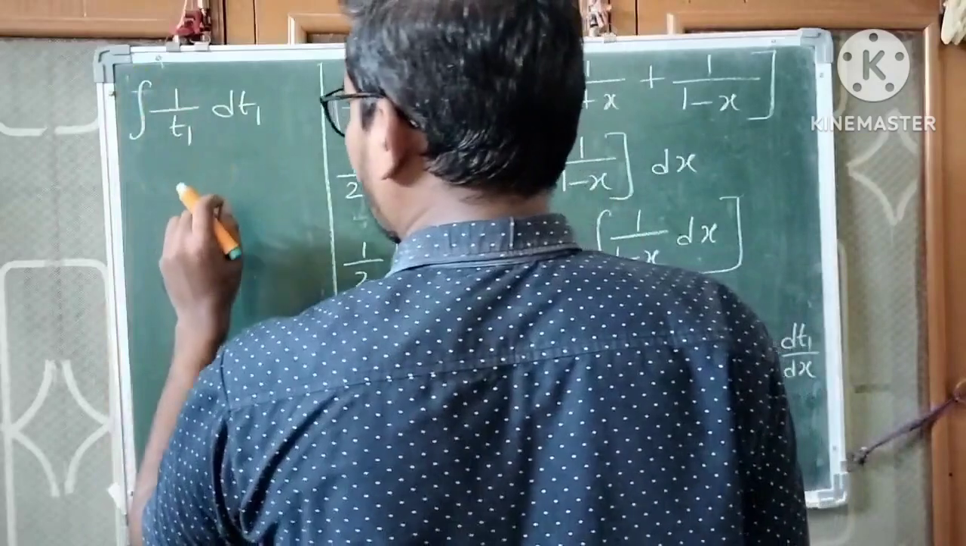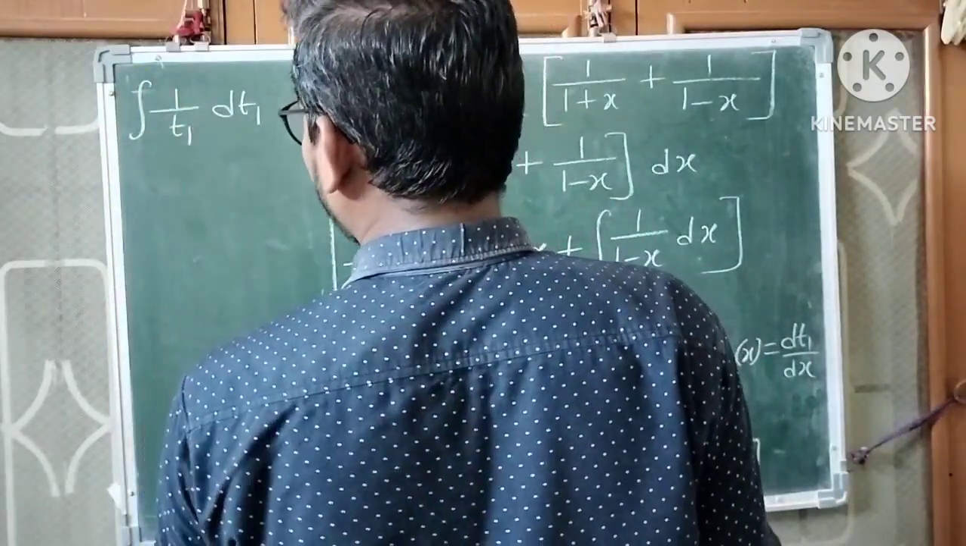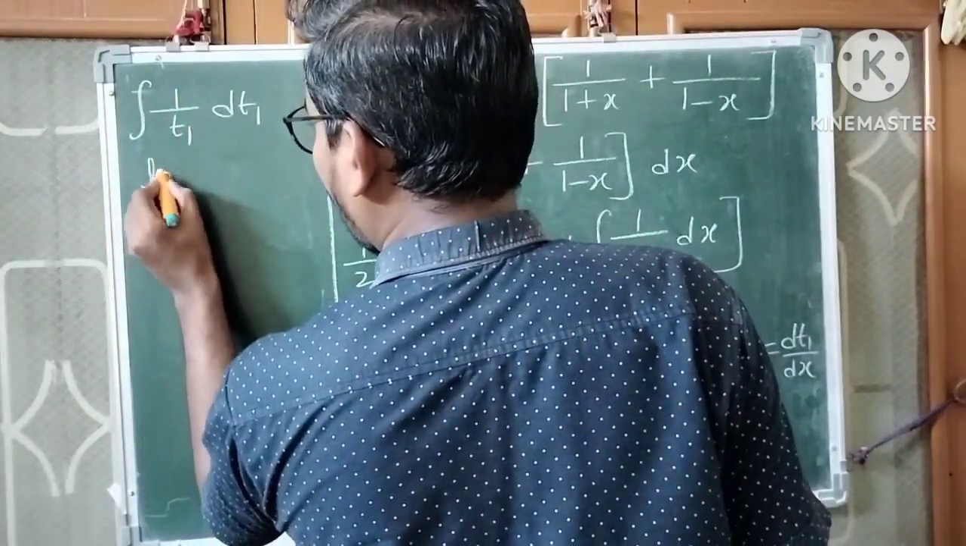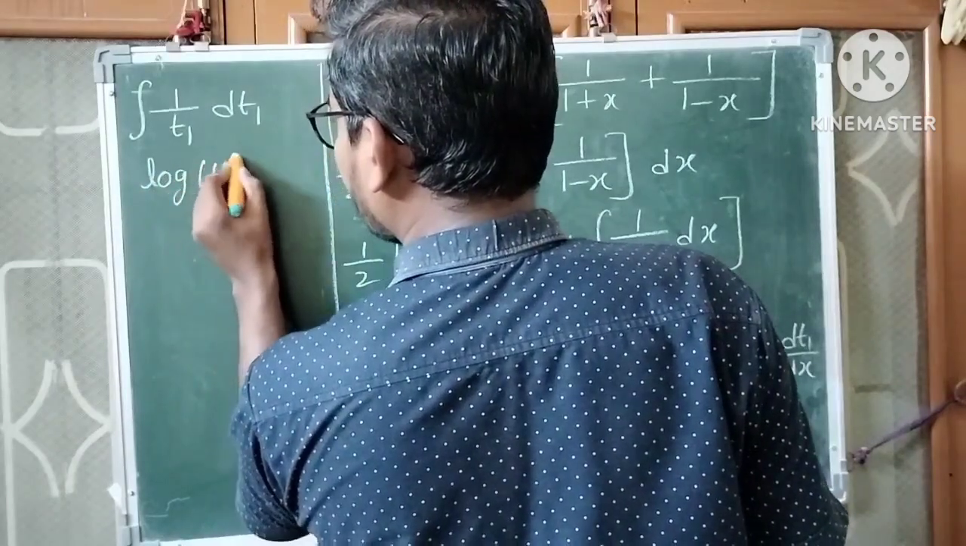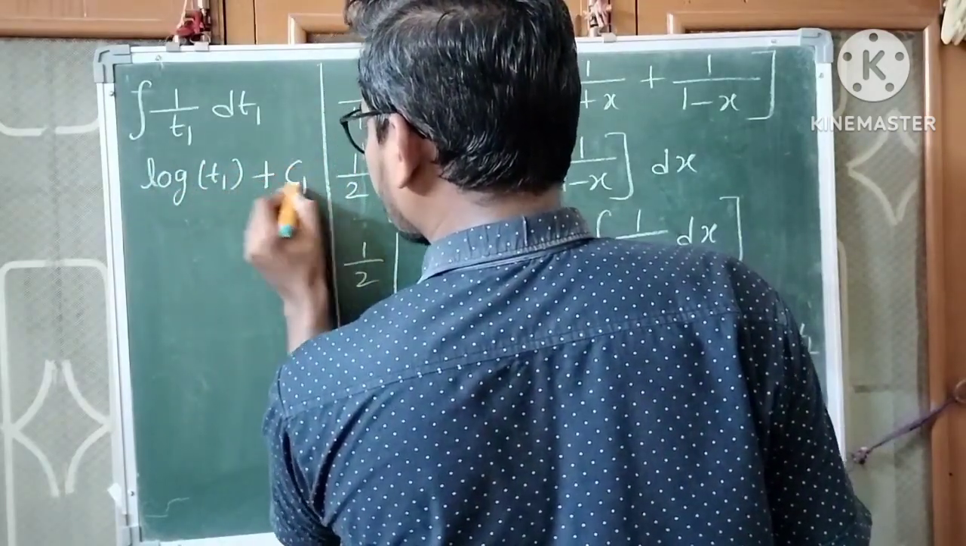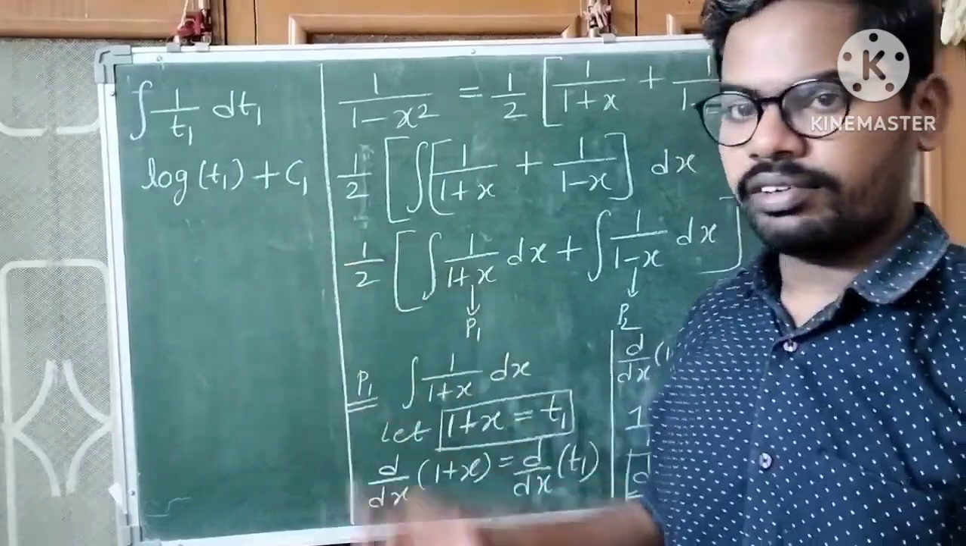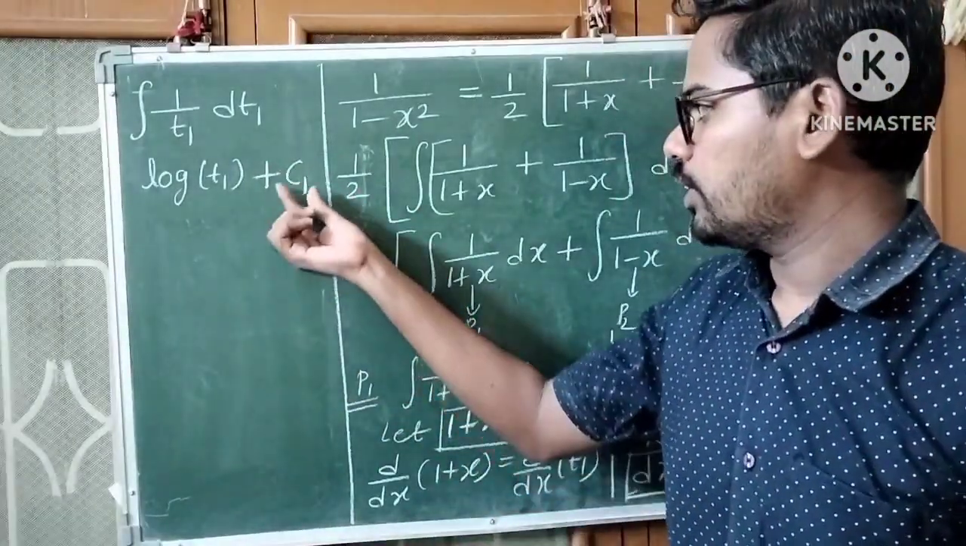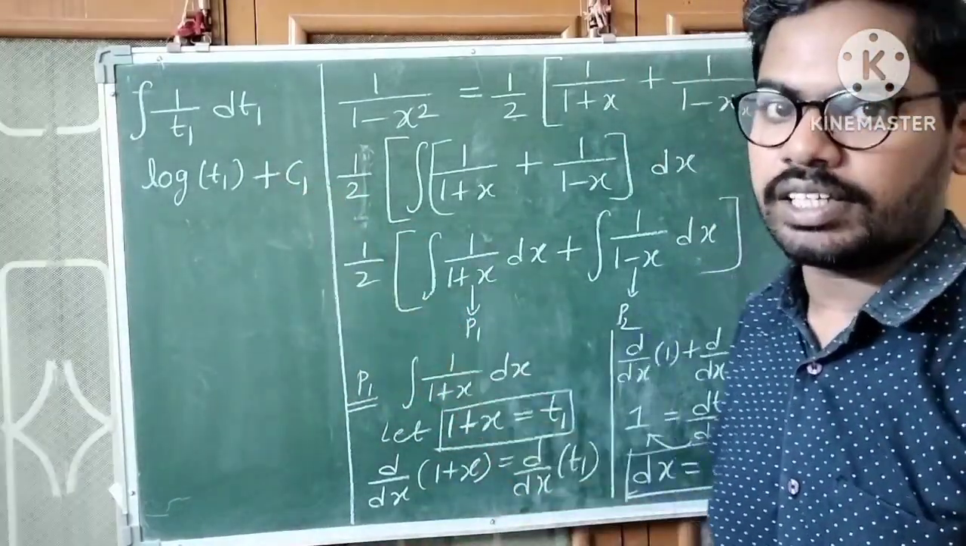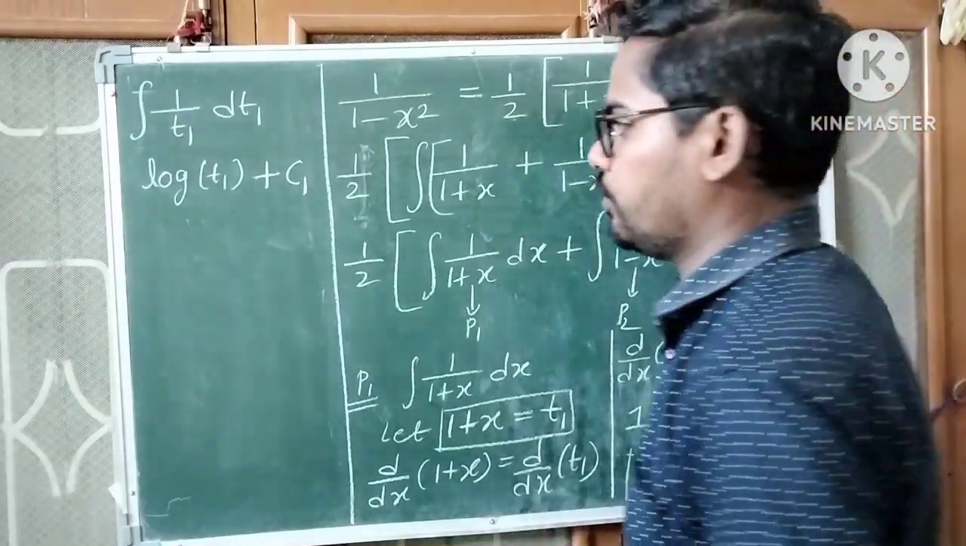Now integral of 1 by t1 into dt1 is equal to what? Log t1 plus some constant c1. So whenever we apply integration we get some constant. Here this constant is known as integrating constant or constant of integration.